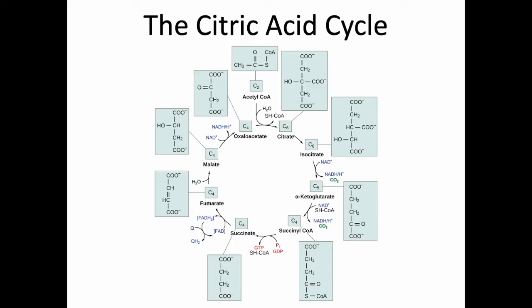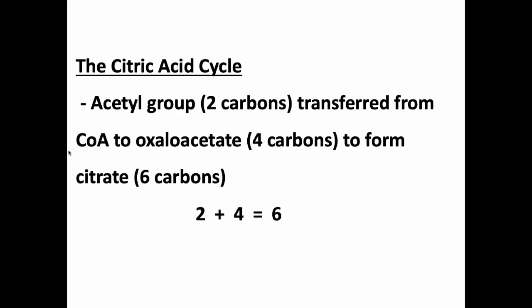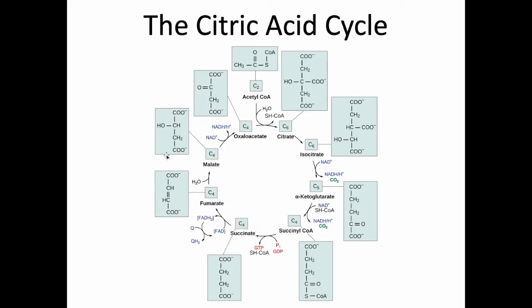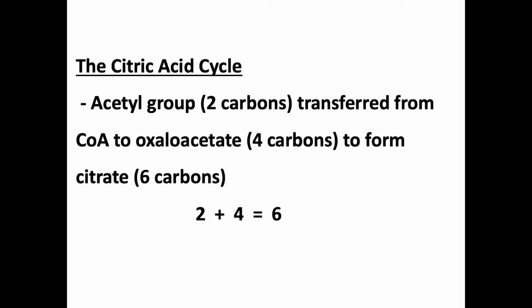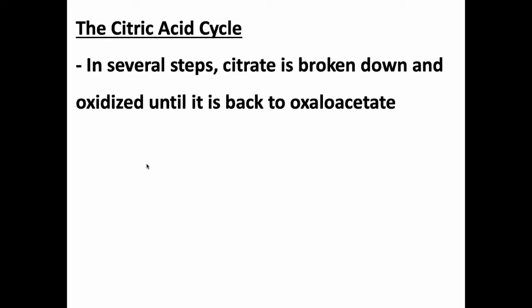So let me start to summarize this. In the citric acid cycle, an acetyl group, 2 carbons, is transferred from CoA to oxaloacetate, 4 carbons, to form citrate, 6 carbons. I know this is a lot of words here, oxaloacetate to citrate, but again, we're not memorizing any of these other intermediates. These are, I think, the important ones to know. 2 plus 4 equals 6. Acetyl plus oxaloacetate equals citrate. Then, as I said, across several steps in this pathway, citrate is broken down and oxidized until it's back to oxaloacetate, and that completes our cycle. We're back right where we started.